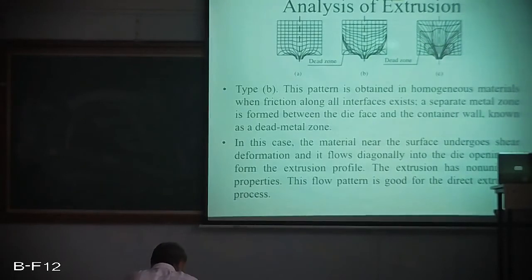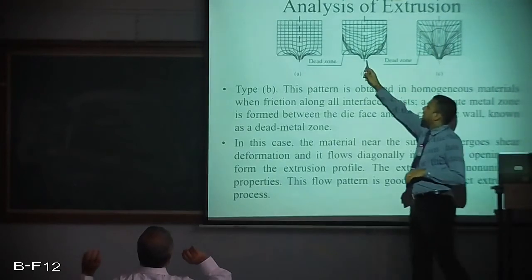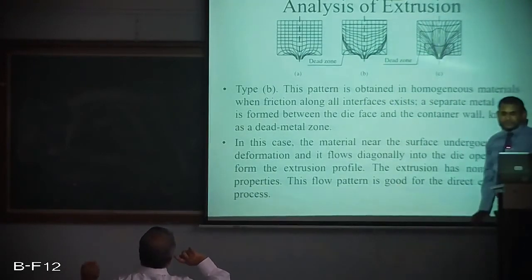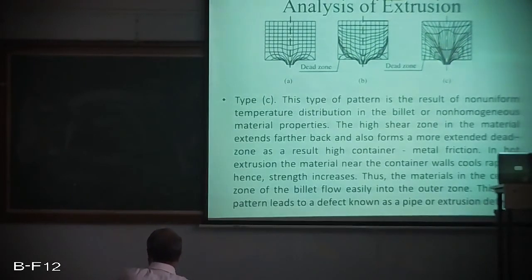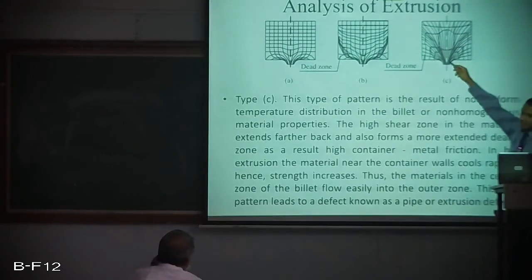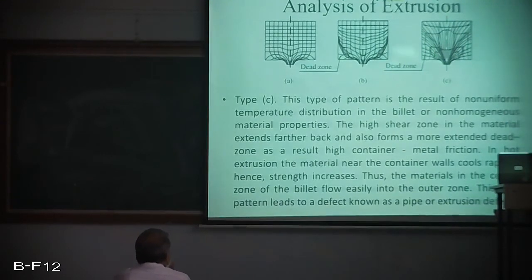From the extrusion profile, the extrusion has non-uniform properties. The flow pattern is good for the direct extrusion process, but there are some drawbacks. And finally, this type of pattern is the result of non-uniform temperature distribution in the billet or non-homogeneous material properties. So the billet material also contributes to this type of flow.